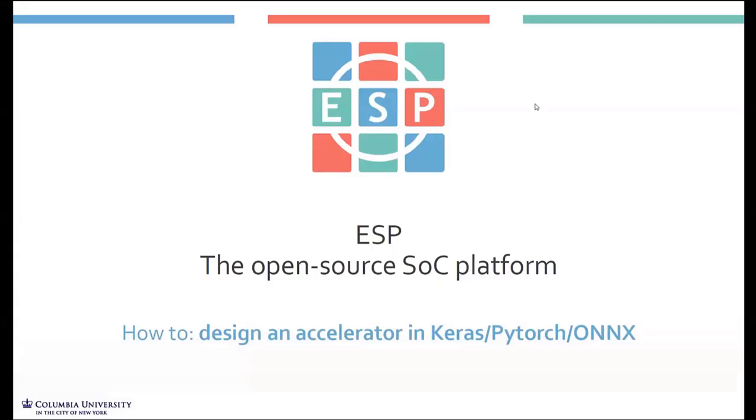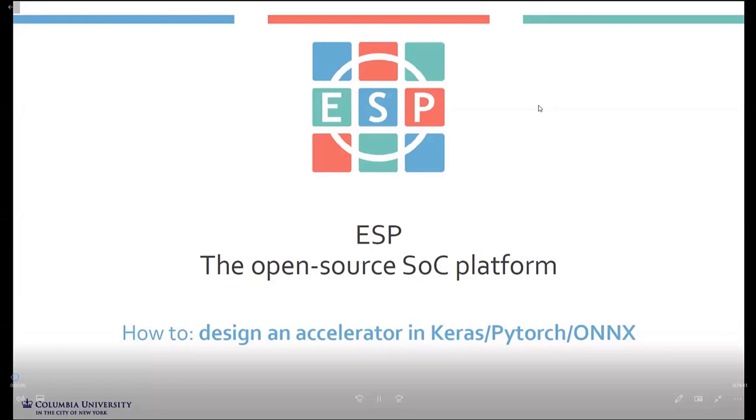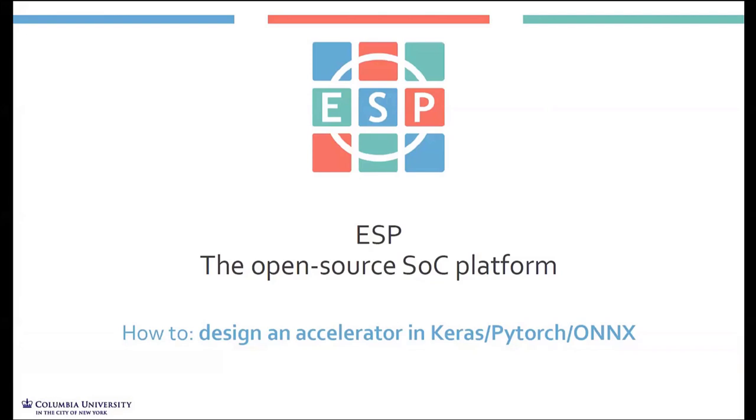Hello, everyone. In this tutorial, I will show one of the ESP accelerator design and integration flows. This flow leverages a tool called HLS4ML that is able to automatically generate an accelerator starting from a Keras, PyTorch, or ONNX model. With this flow, ESP then automatically integrates these HLS4ML accelerators into a full SoC, and we will go all the way down to deploy the SoC on FPGA and test it.